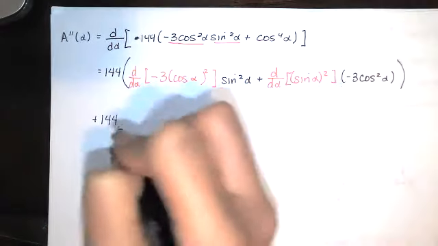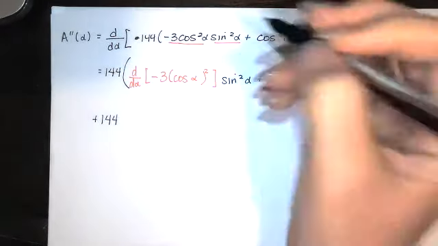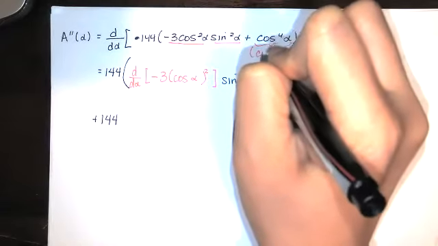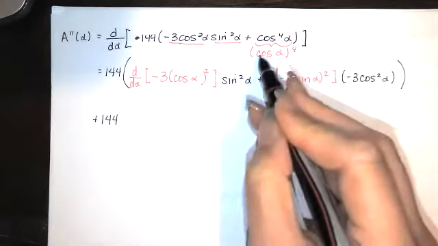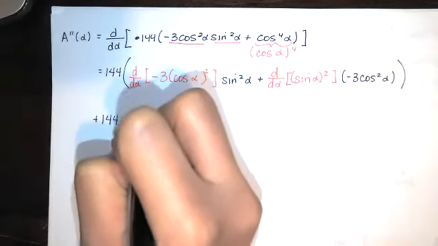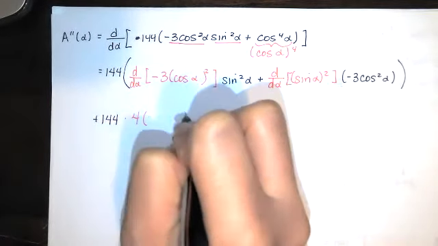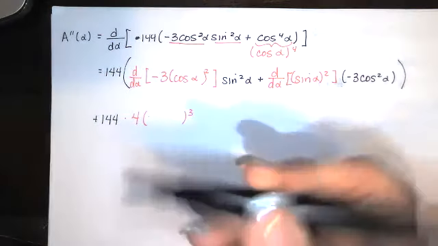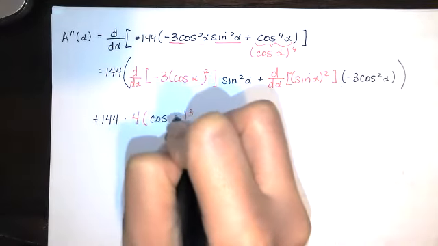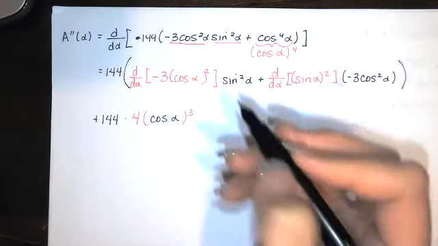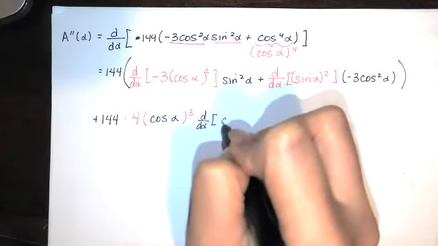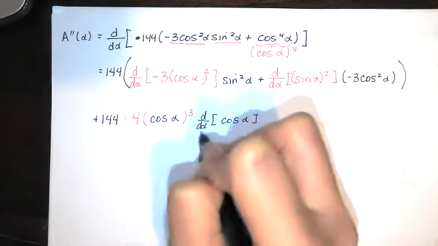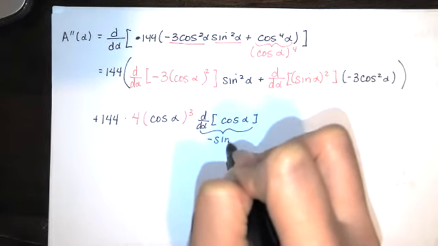And the derivative of this requires the chain rule, because remember, that is cosine of alpha all raised to the 4th. The derivative of a function raised to the 4th power is 4 times that function cubed, the derivative of the outside evaluated at the inside. And then, of course, we multiply by the derivative of the inside with respect to alpha, which happens to be negative sine of alpha.